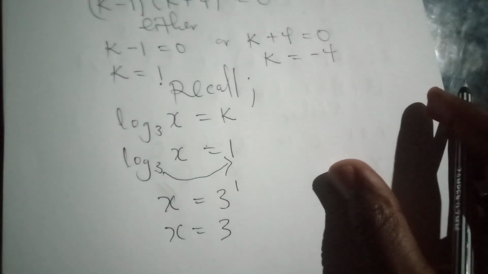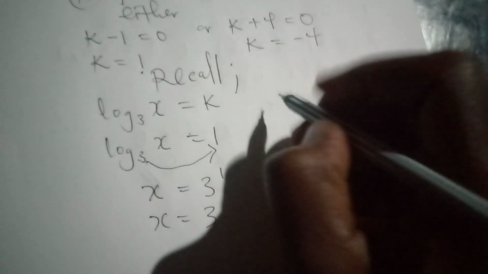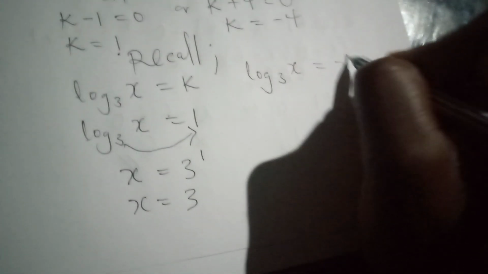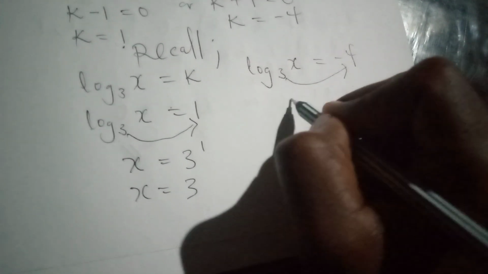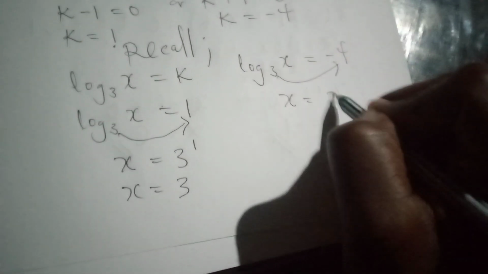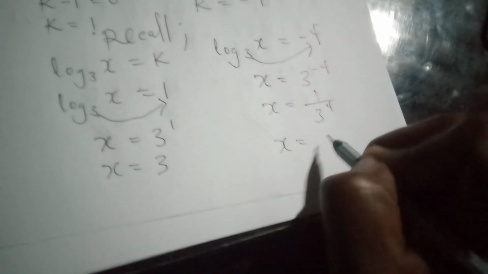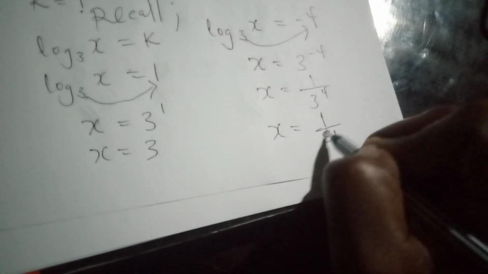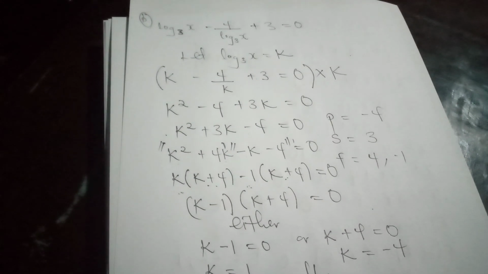And then to the other side, that is log 3 x is equal to -4. So this one will shift that. So x is equal to 3^-4. x is equal to 1 over 3 to the power 4. So x is equal to 1 over what? 81. So these are the possible solutions. So we can proceed to the next one.